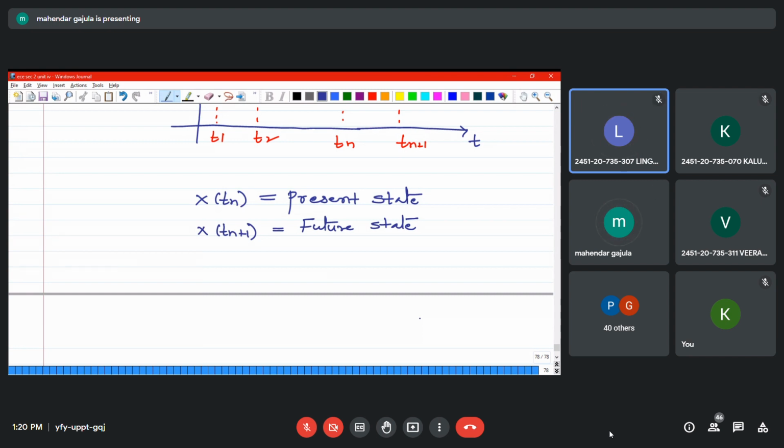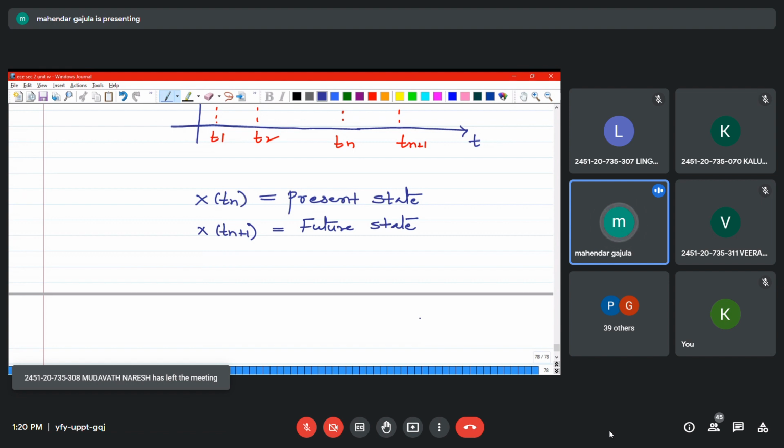Very good, very good. Here also, the future state depends on present state only, not on the past states. That kind of processes are called Markov processes. Very good.